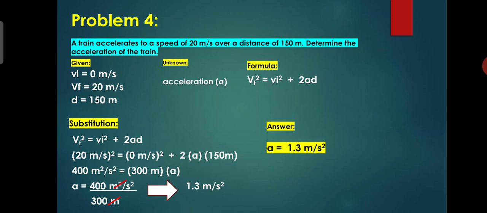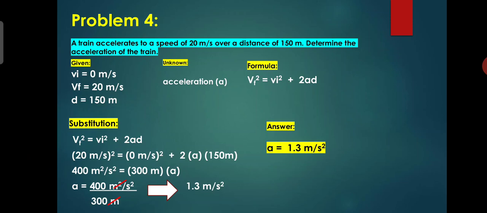So, substitution, we have Vf squared is equal to Vi squared plus 2AD. We have a value for Vf squared that is 20 meter per second squared is equal to initial velocity of 0 meter per second squared. Okay, 0 times 0 still 0. So, we have 2a, 150 meters. So, multiply mo muna yung 150 meters sa 2, which is 300 meters, and then times a. So, we have 400 meters squared, second squared.